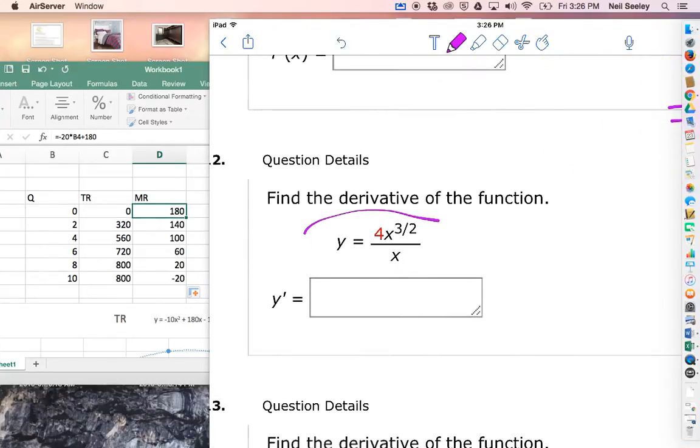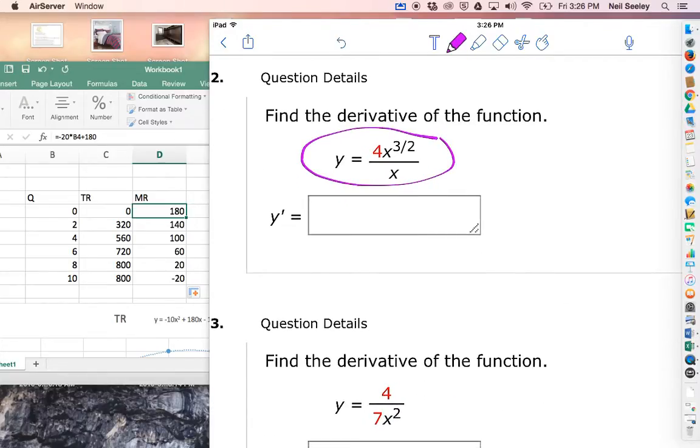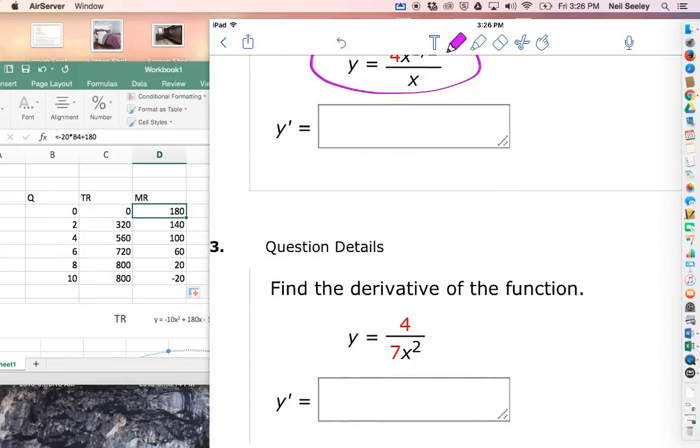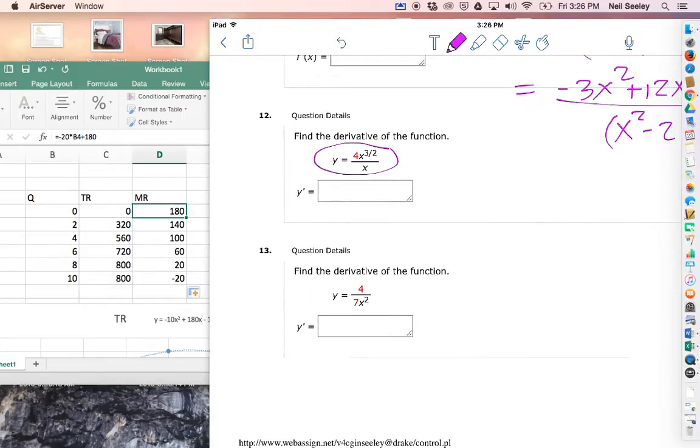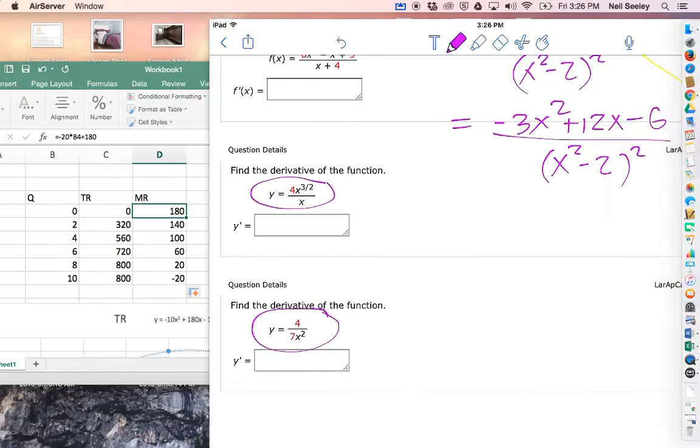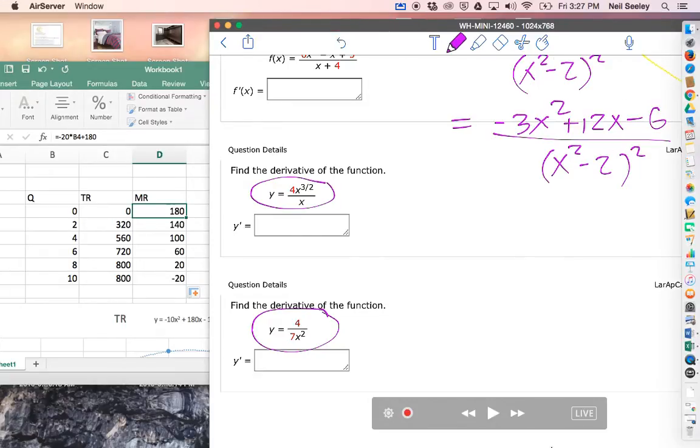Number 12 you can do with the quotient rule, and you'd get a result. And number 13 you can do with the quotient rule as well. I'd challenge you to go and do that, but if you notice, there's actually a nice way to do it with algebra as well, but we can explore that later. So thanks for checking it out. We're going to move on.